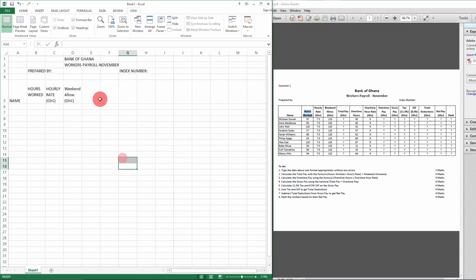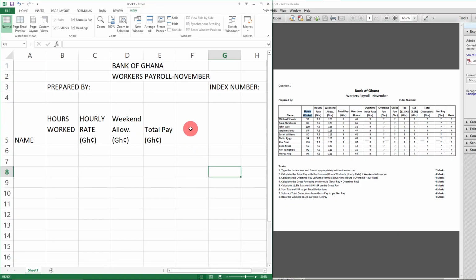Okay, so let's move on to the next one. Total pay, and then brackets GH, Alt 155. Then we close it. Let me zoom it for you to see it well. Okay, so now let's move on to the next one.